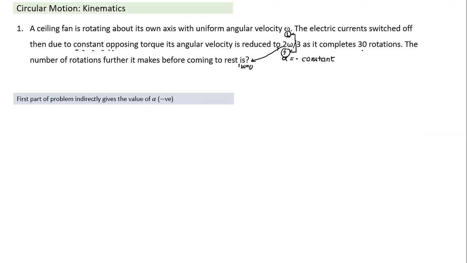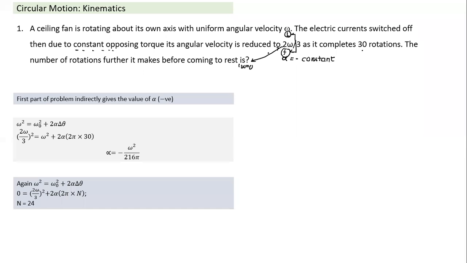The first part of the problem indirectly gives you the value of alpha. How does it give you? Basically, the number of rotations is given. I have to use an equation which has angular displacement and initial and final angular velocities. So I'll use this equation: omega square is equal to omega naught square plus 2 alpha into delta theta. Let's just put those values in. I get the value of alpha. So the first part gives you the value of alpha, which comes out negative.